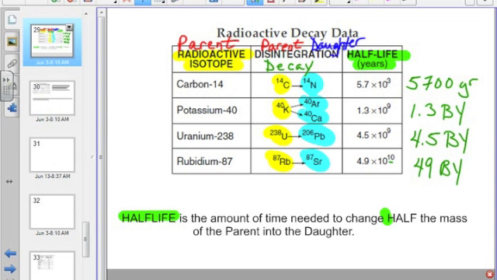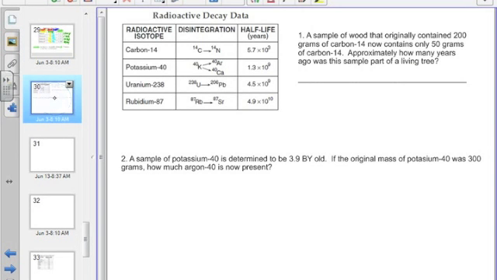So you've got in this chart the parent, the changeover from parent into daughter, and in the third column, the half-life, the amount of time it takes for half the mass of the parent to change into the daughter. So what do we do with all this information? Let's try a sample problem or two. Here's our data table again, just so we could refer to it. And we'll take a look at two questions.